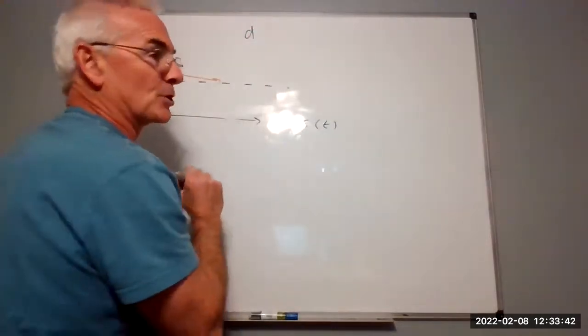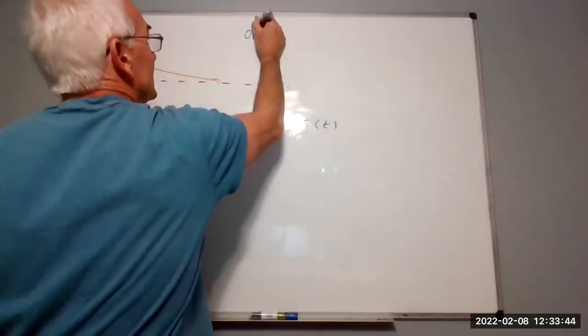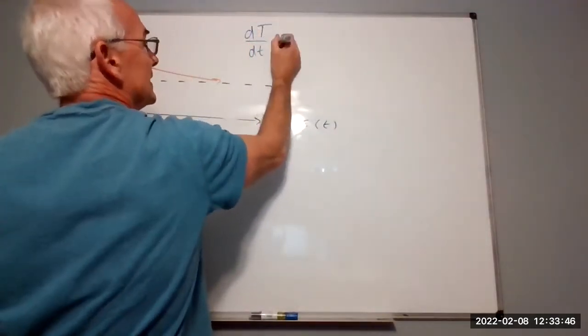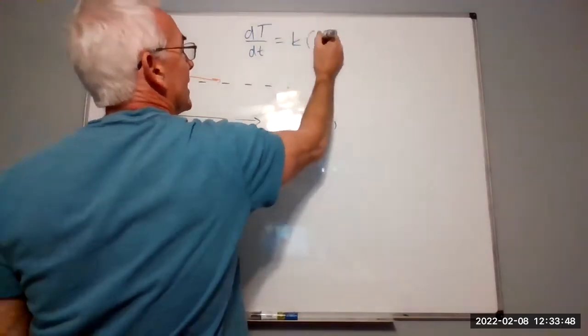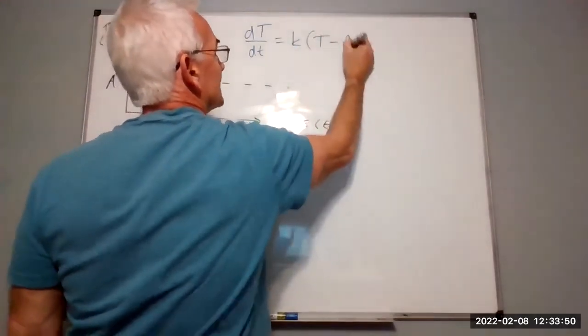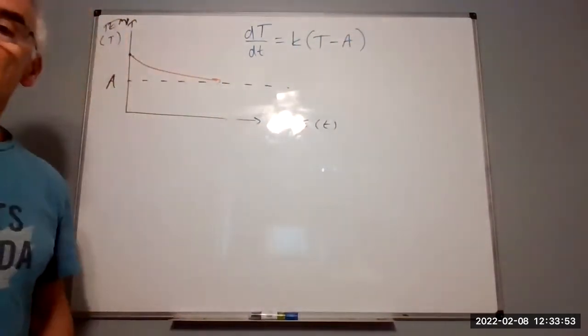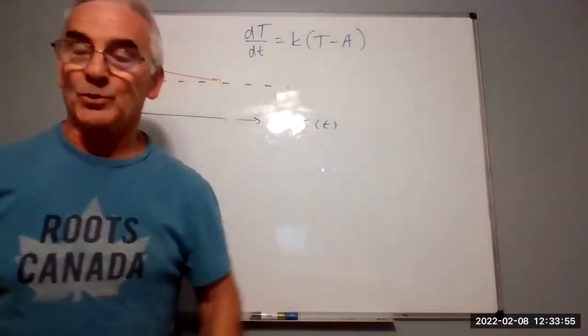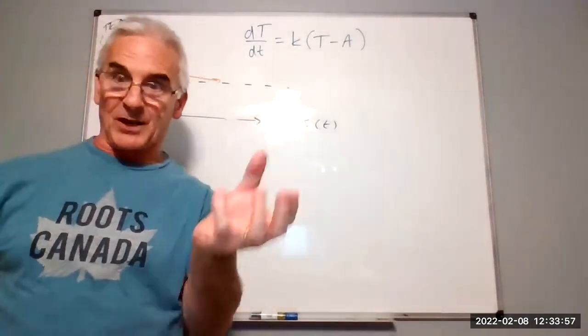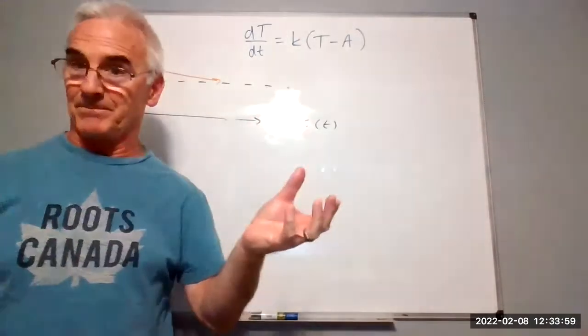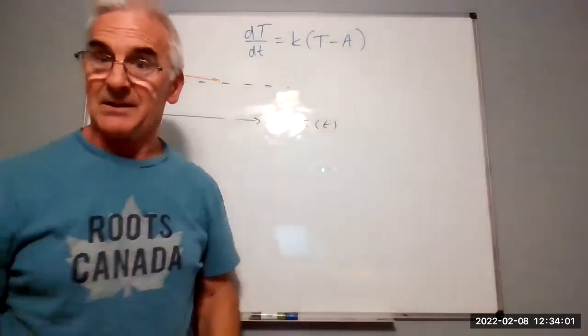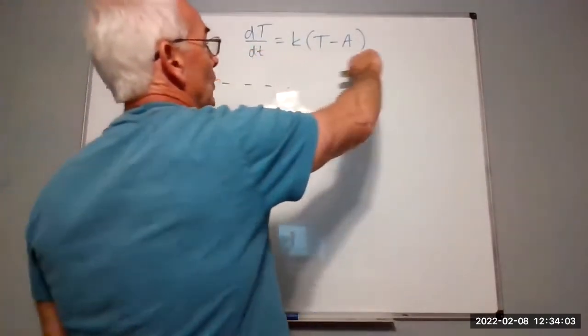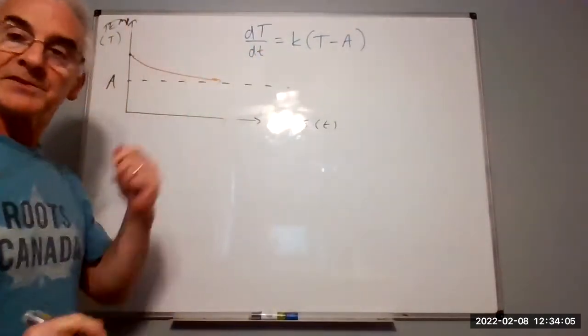Big T will be temperature, little t will be time. dT/dt is equal to k times (T minus A). A is a constant, that's the room temperature. Big T is how hot the cup of coffee is at any moment in time. It's big T of little t. This is the differential equation that governs this.